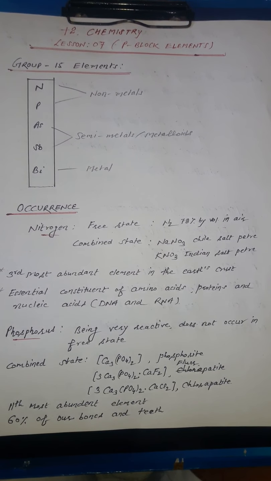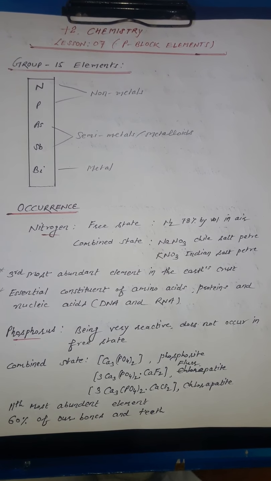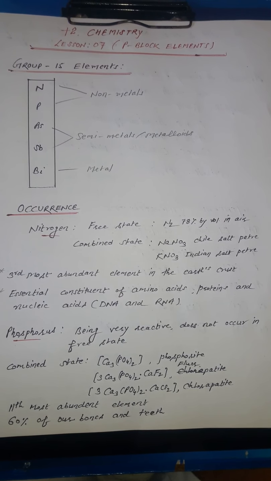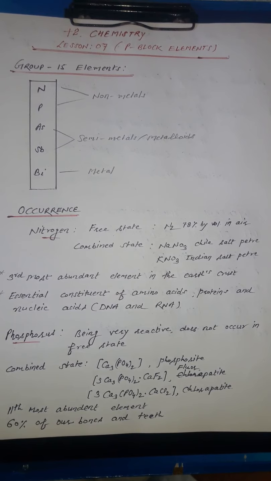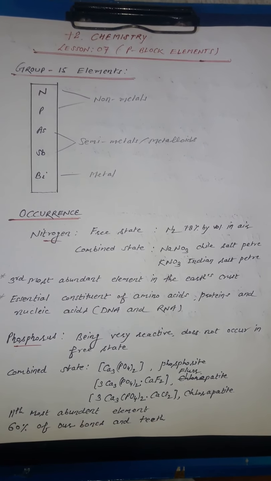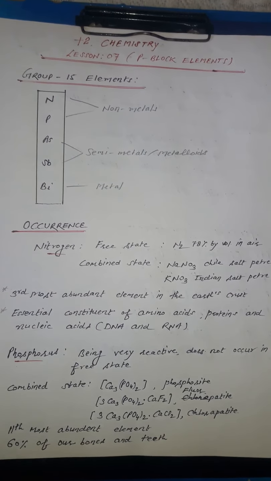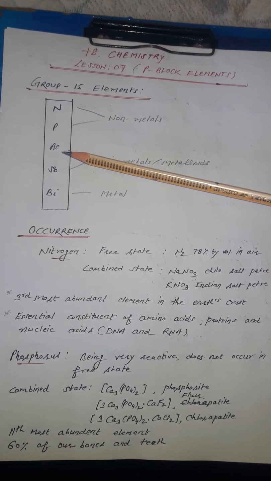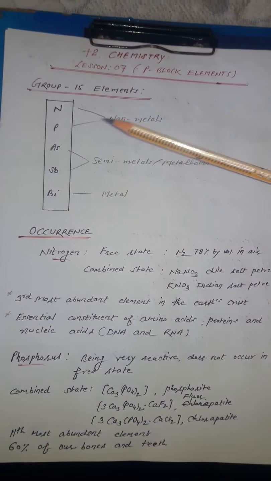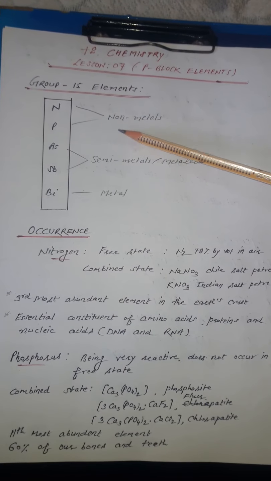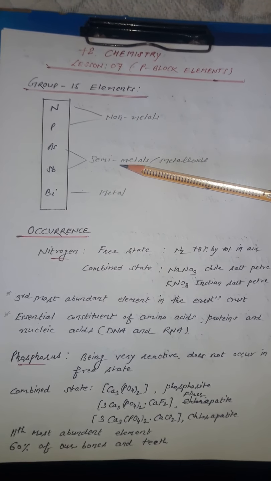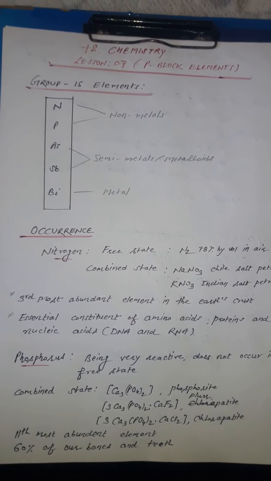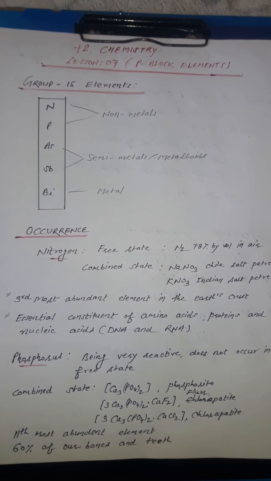So in p block elements, first we are going to study group number 15. First is the general introduction. What are the names and symbols of these elements? Nitrogen, phosphorus, arsenic, antimony and bismuth. Nitrogen and phosphorus are nonmetals, arsenic and antimony are semimetals, and bismuth is a metal.